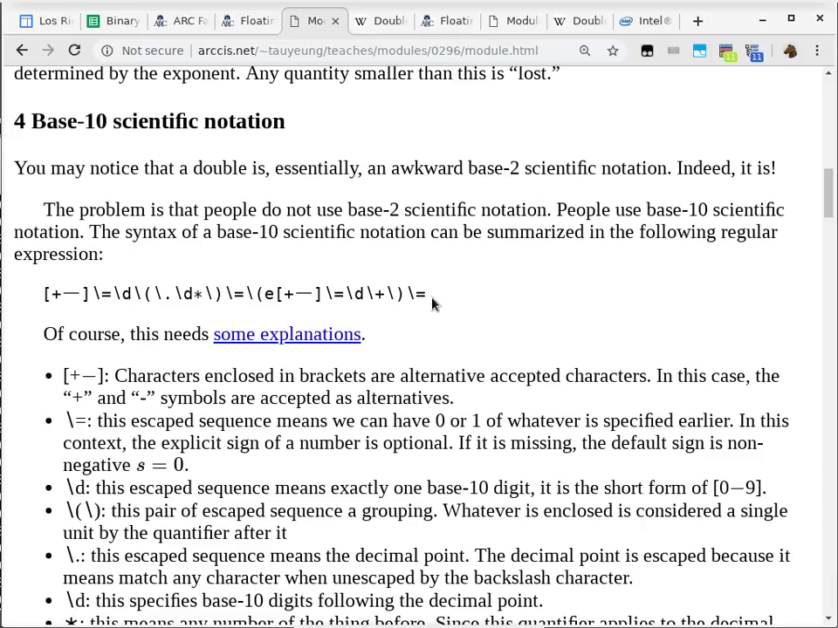That means the sign is optional. The sign of the exponent is optional. So if you want to emphasize E plus 16, times 10 to the power of 16, that's cool. But if you want to just say E 16, that's fine too. For the exponent part, this is backslash D again, which is a single digit. But this time after the single digit, we have backslash plus, which means at least one of the previous thing. So the exponent has to start with an E, and it must consist of at least one base 10 digit. And that completes the exponent portion. And that describes the base 10 scientific notation.